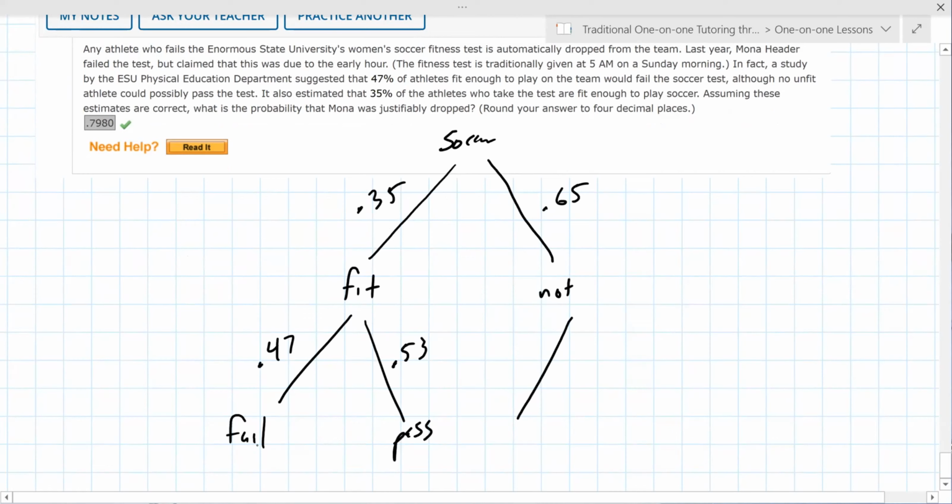Okay, and this is also key, the branches are the same each time, fail and pass. And so what's going on over here? Well, it's kind of a weird thing. It says no unfit athlete, so that's right here, not fit, could pass the test. So if you're not fit, you're never going to pass the test. That means 100% failure.